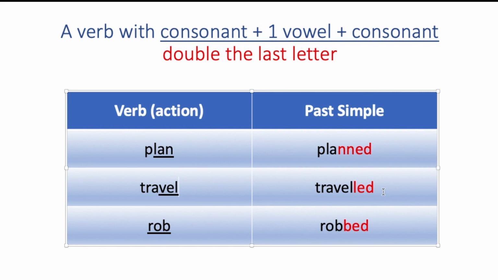In some countries, this can be a little different. Okay, so in Australia, in the past simple, we have double L, but in some countries like America, they spell traveled with one L. Okay, so sometimes some words are different in different countries. And rob, consonant, vowel, consonant. So past simple, you have double B, robbed. Okay, thank you very much.